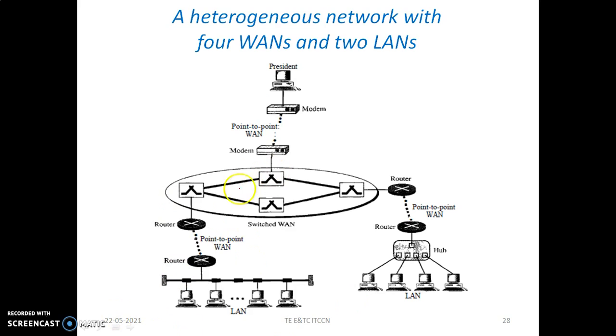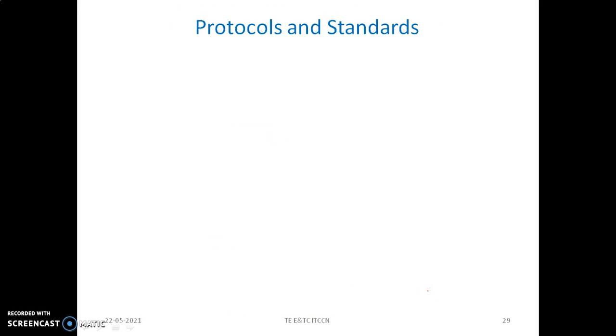So this is one switched wide area network. This is a point-to-point WAN, this is also a point-to-point WAN, and this is also one of the WANs. Along with that, 2 of the LANs are connected here. So this is an example of a heterogeneous network with 4 WANs and 2 LANs.